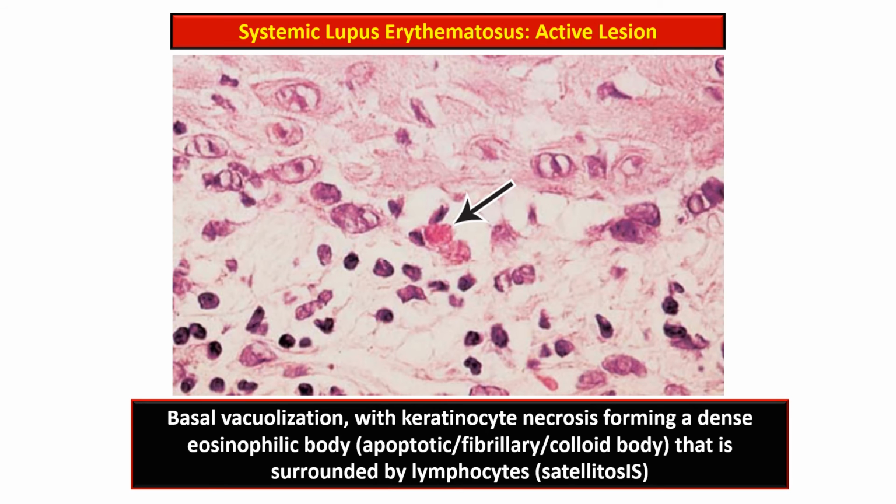This photomicrograph is showing basal vacuolization with keratinocyte necrosis, and this necrosis forms dense apoptotic bodies. These are eosinophilic in nature, also called fibrillary bodies or colloid bodies. There is a surrounding infiltrate of lymphocytes.